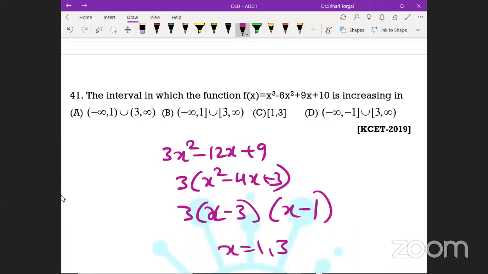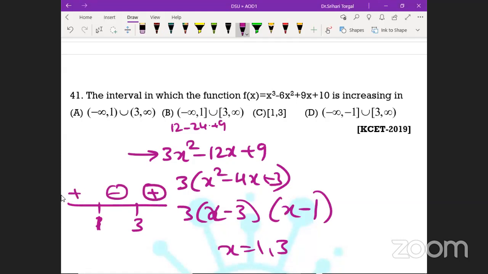These are the two values where the derivative is 0: 1, another one is 3. Take any one value in between 1 and 3, that is 2. If I put that 2 here, 2 square, 4. 4 threes are 12. If I put 2 here, minus 24, minus 12 plus 9, it is negative. Positive, negative, positive. Tell me, increasing in the interval minus infinity to 1 and 3 to infinity. Option B is the right answer.